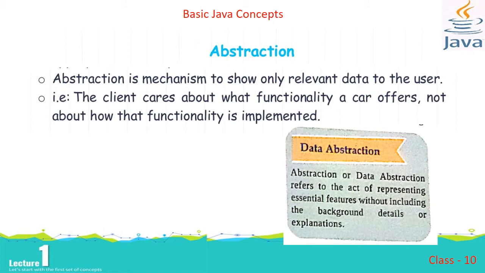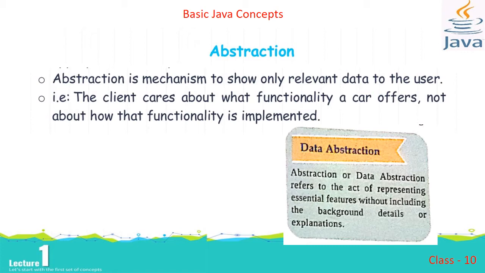Abstraction is the mechanism to show only the relevant data to the user. That is, the client cares about what functionality a car offers, not about how that functionality is implemented, right? So abstraction, or data abstraction, refers to the act of representing the essential features without including the background details or the explanation. Now there are many things we use in our house also.